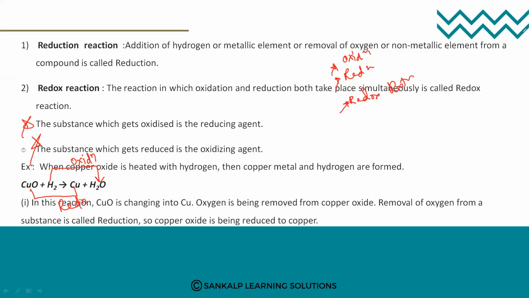So in this reaction, the explanation for the above reaction: CuO is changing to Cu, so oxygen is being removed. There is removal of oxygen, and removal of oxygen from a substance is nothing but reduction. Now here, there is addition of oxygen from H2 to H2O. So it is called oxidation. This is the simplest definition for oxidation and reduction.